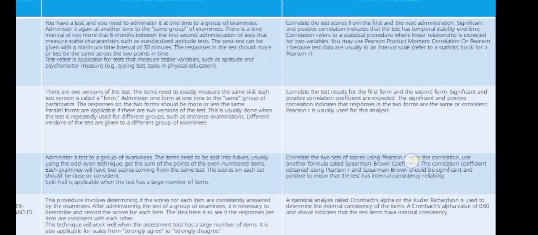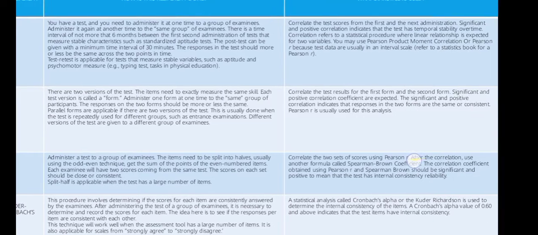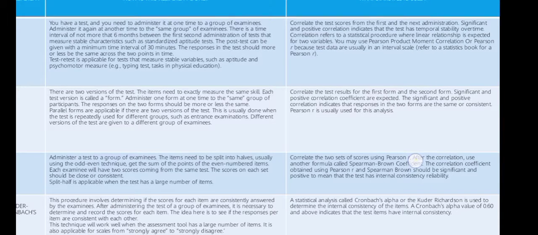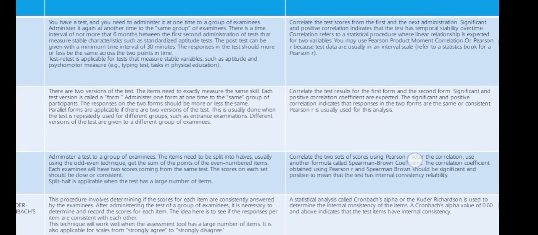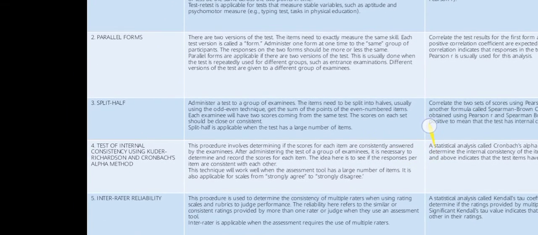Correlate the test results for the first form and the second form. Significant and positive correlation coefficients are expected. The significant and positive correlation indicates that responses in the two forms are the same or consistent. Pearson r is usually used for this analysis. Third method is split half.